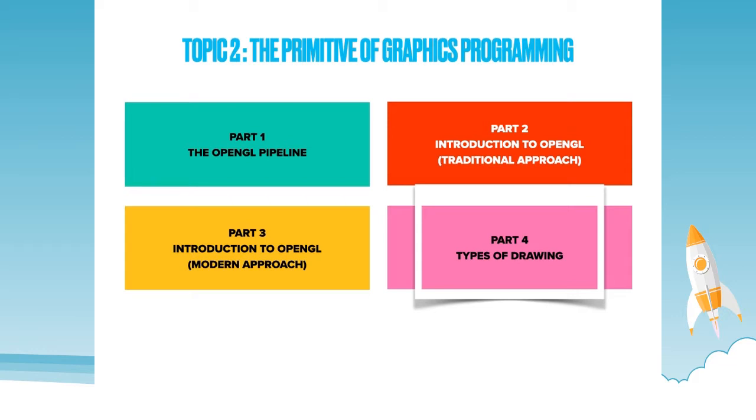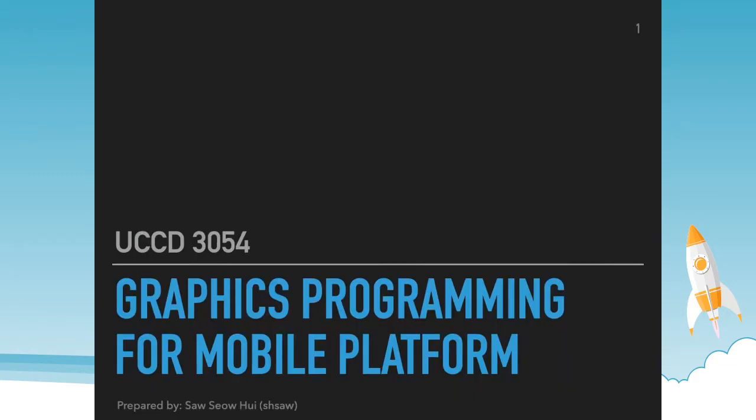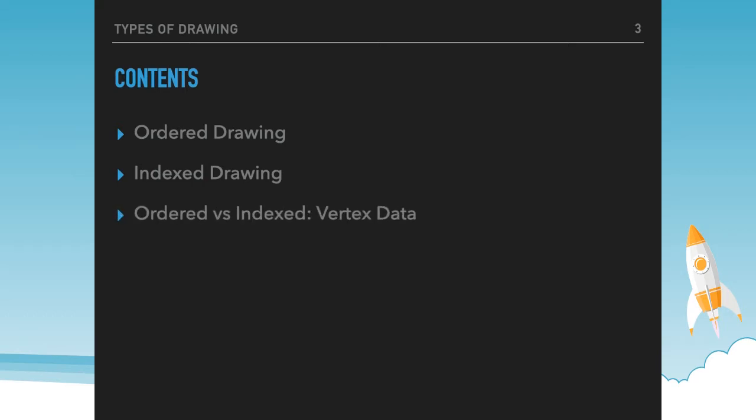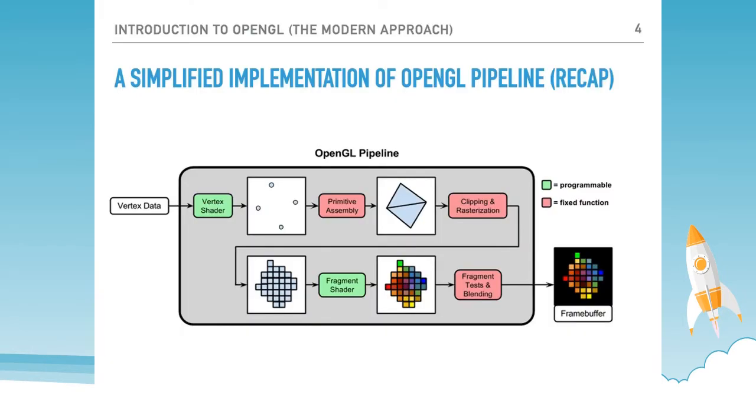Welcome back to the final part of topic 2, in which you will see two different types of drawing using OpenGL. Now, what will you learn in this topic 2 part 4? You will learn about order drawing, followed by index drawing, and then the difference between order drawing and index drawing.